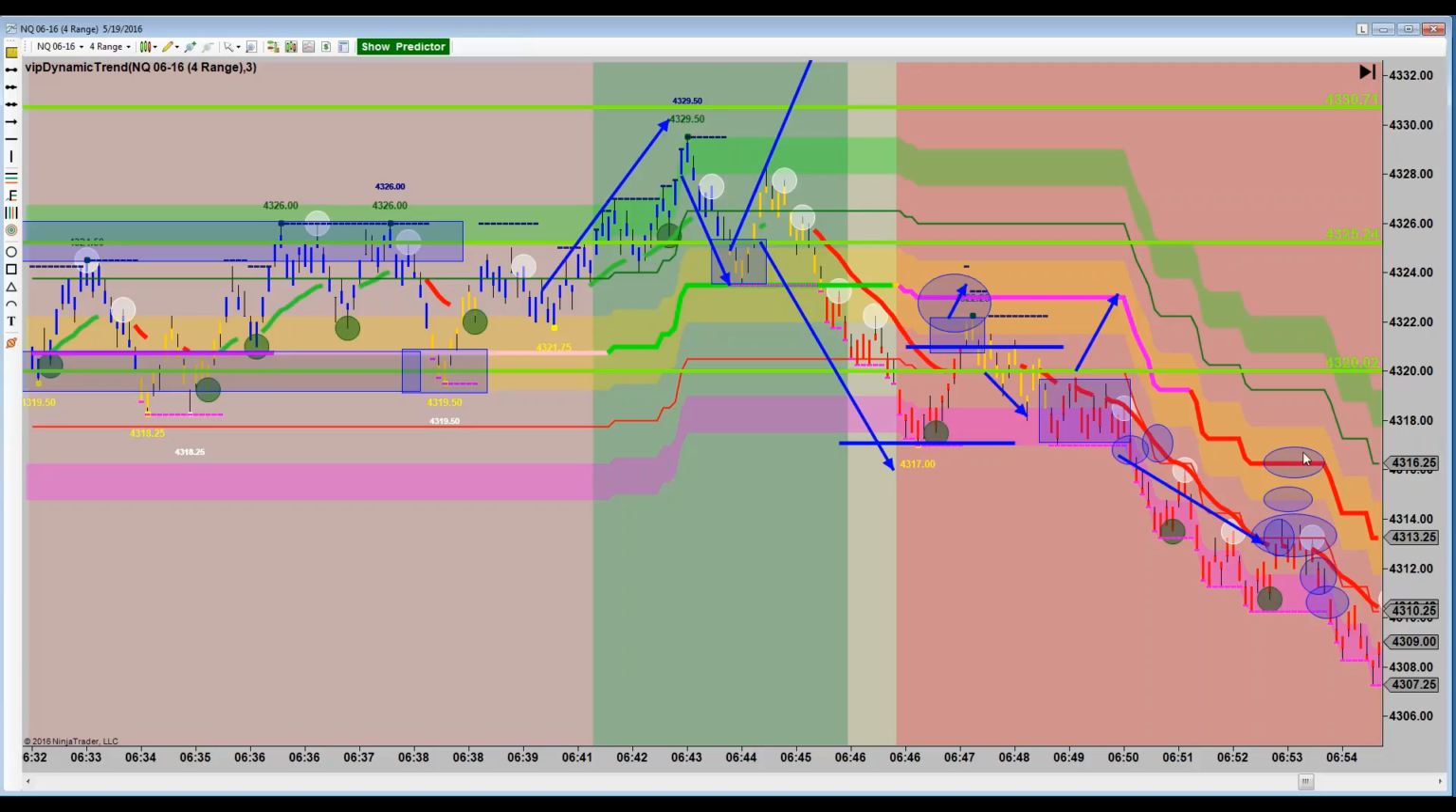Now you've got to realize this is the trade-off, okay? If you're going to allow a market to retrace all the way up into the midband, there are many, many cases where you could be giving back as much as 20 ticks.